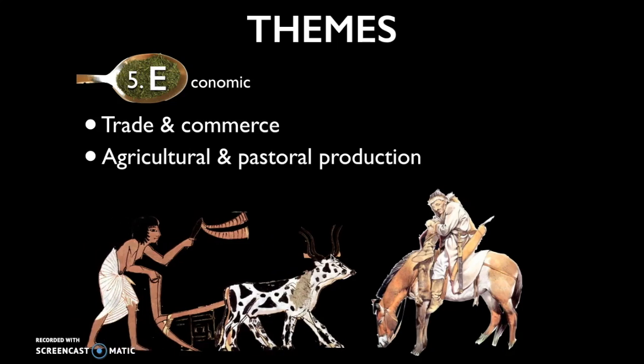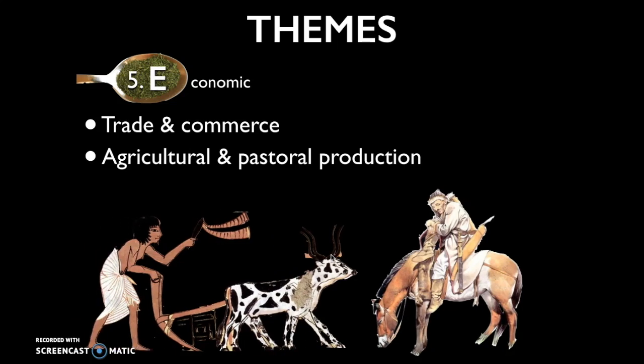We'll talk about the role of agricultural and pastoral production. So with the formation of the Neolithic Revolution, the impact that those various economies had on societies. Pastoralists being a form of agriculture, but without domesticated plants, just focusing mostly on the domesticated animal side.